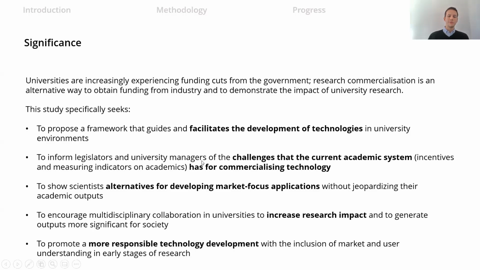This research will facilitate the development of technologies in universities. It aims to show the challenges of the current academic system in terms of incentives and how it measures academics, and how it hinders technology development. We want to show scientists the alternatives they have for developing market-focused applications. And hopefully we will be able to increase research impact and to do a more responsible technology development by understanding those implications that we would have in the future when we develop technologies.